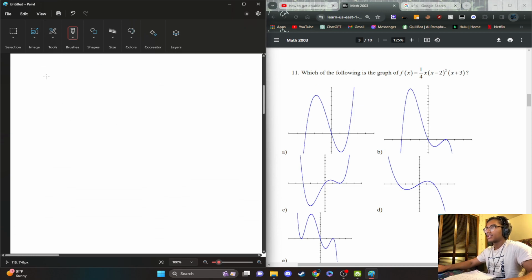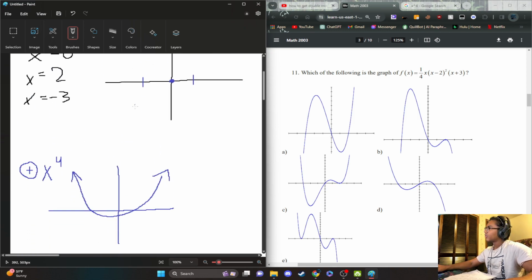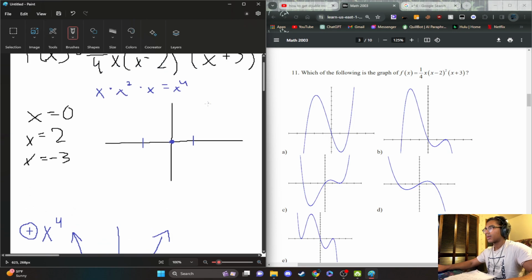What does this mean? This means you have a positive x to the fourth, meaning you have a positive function and an even exponent. So the end graph would look like something like this. Remember how I said the end behavior would be up, up if it's an even function? It's going to start from the top and end on the top. So that's your end behavior. You're looking for something that starts on the top and ends on the top as well.